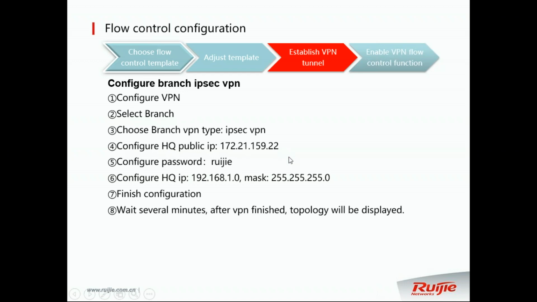Because the branch must know the header coder's public IP address, then it can establish the tunnel to the header coder, and the header coder will check the password. If it's correct, then it will establish the tunnel between the header coder and the branch. So here just one more step: configure the header coder public IP address in the branch.